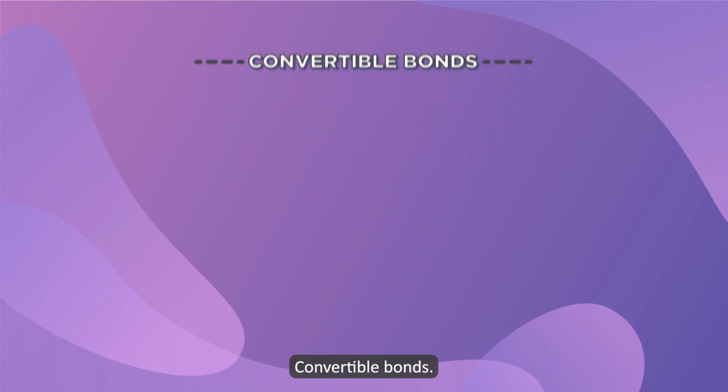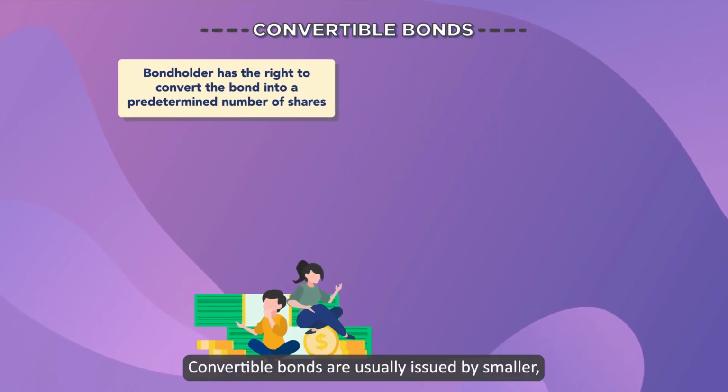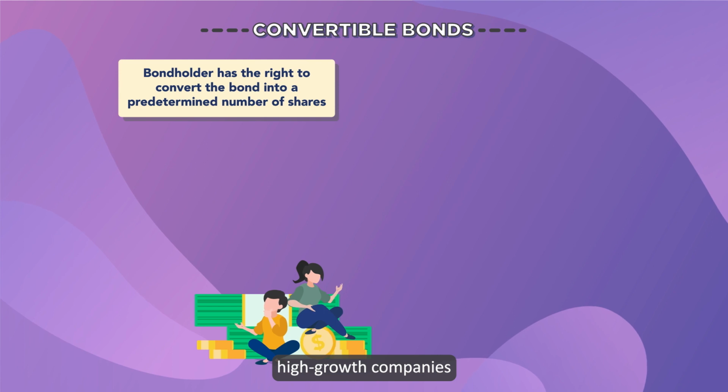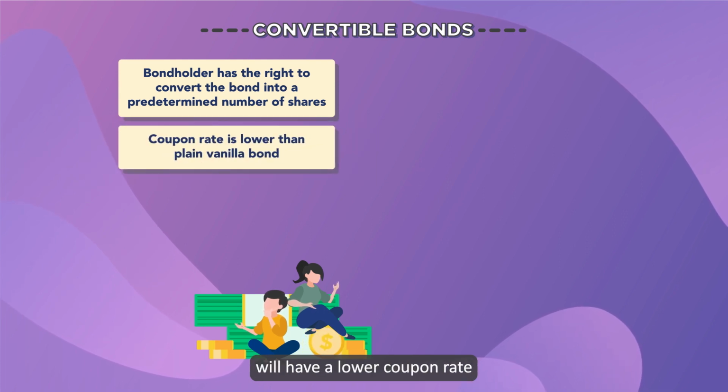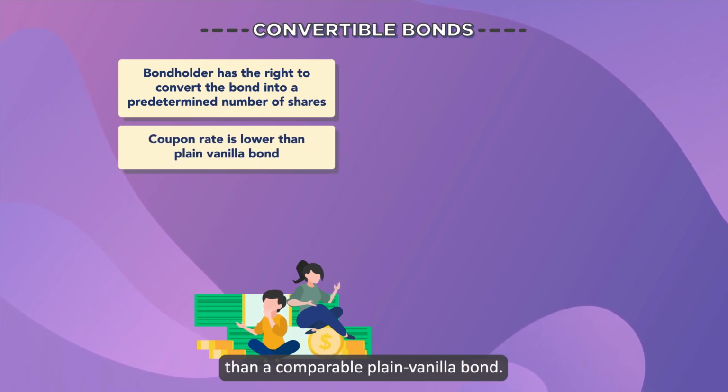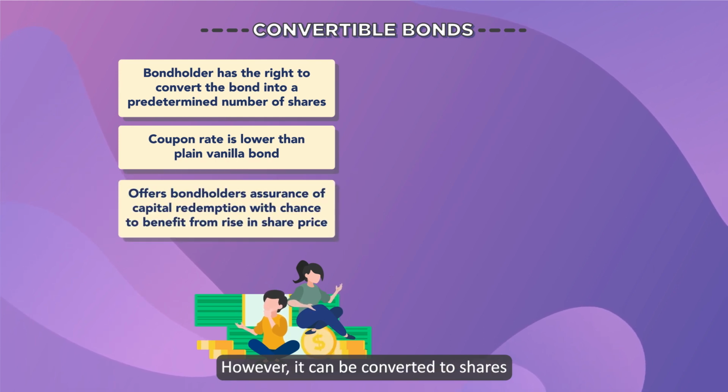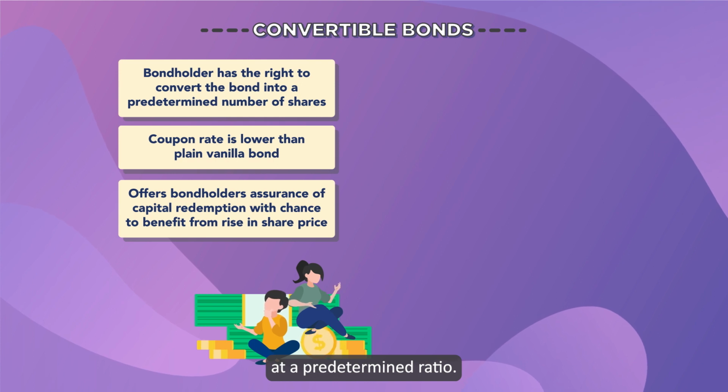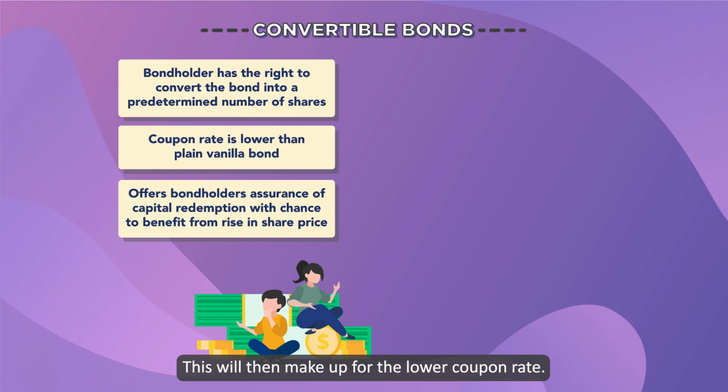Convertible bonds. Convertible bonds are usually issued by smaller, high-growth companies who may find it difficult to secure financing at attractive rates. So the bond that's issued will have a lower coupon rate than a comparable plain vanilla bond. However, it can be converted to shares at a predetermined ratio. The idea here is that if the company does well, then its share price will rise and the bondholder will then benefit from conversion. This will then make up for the lower coupon rate.